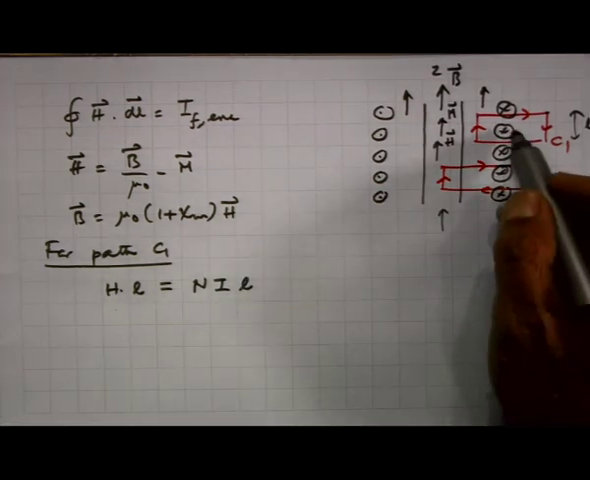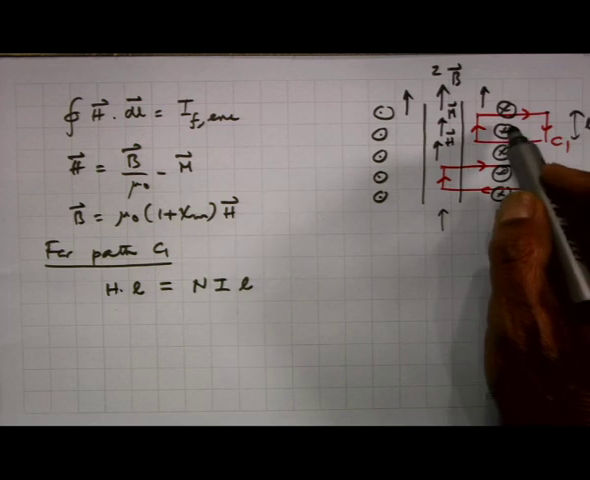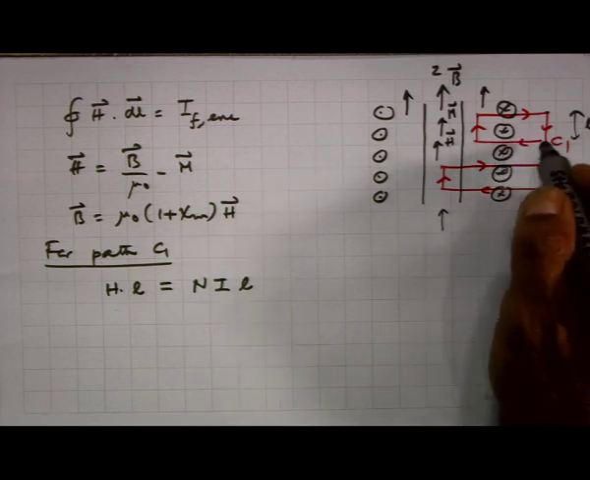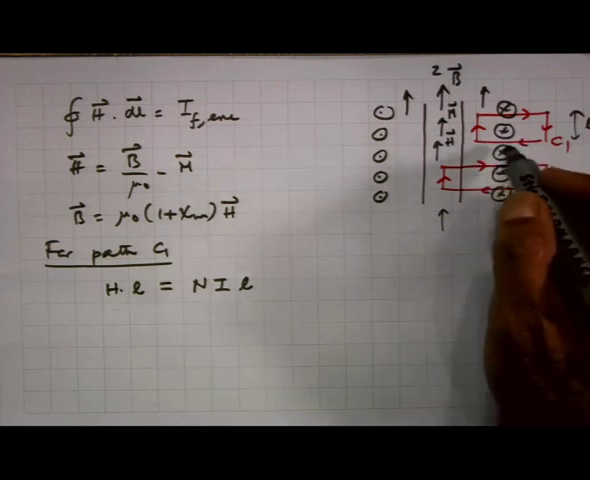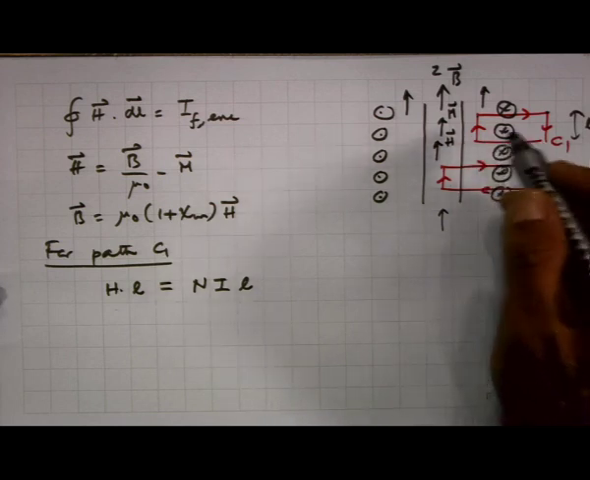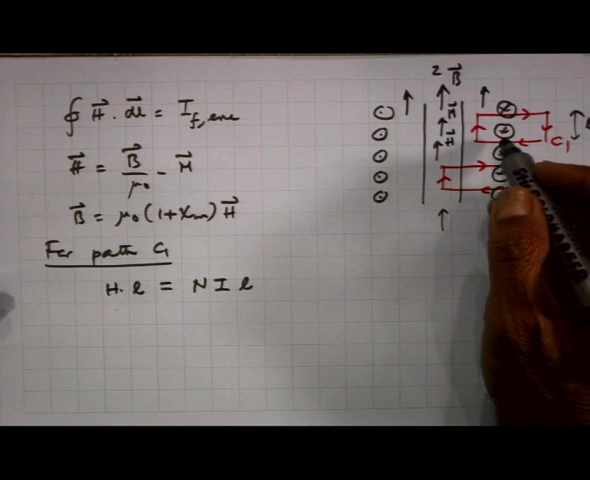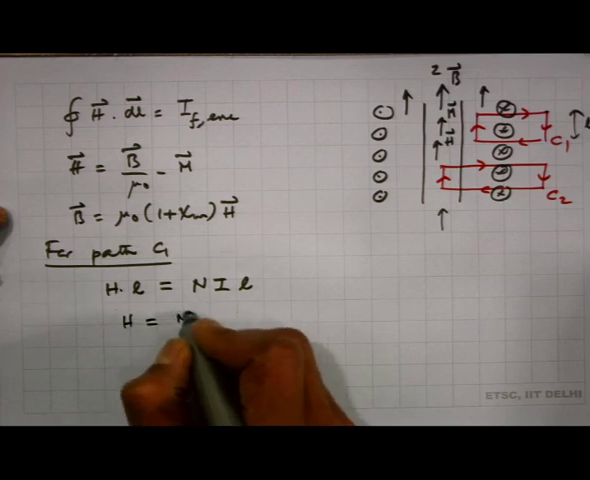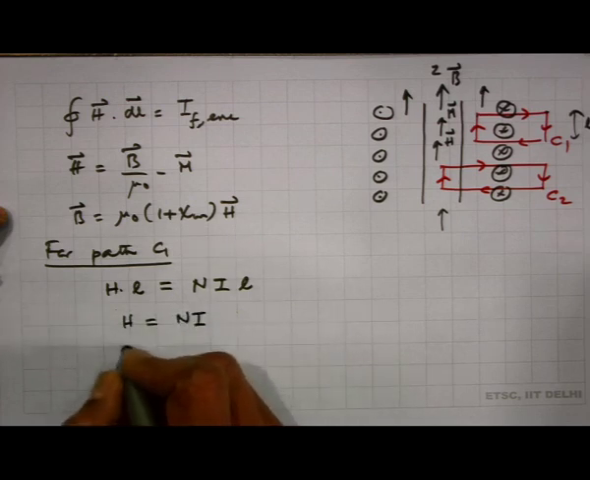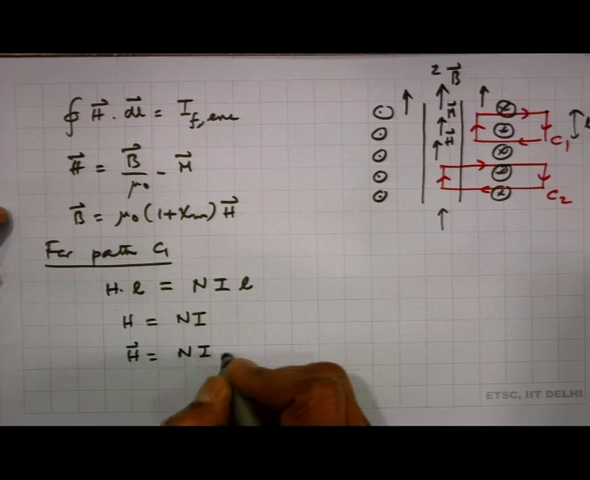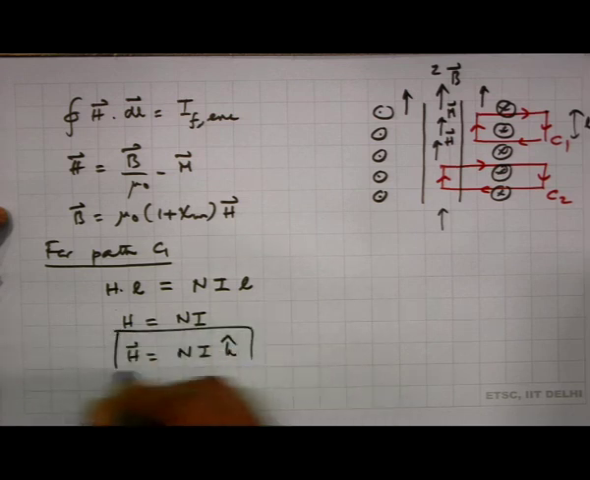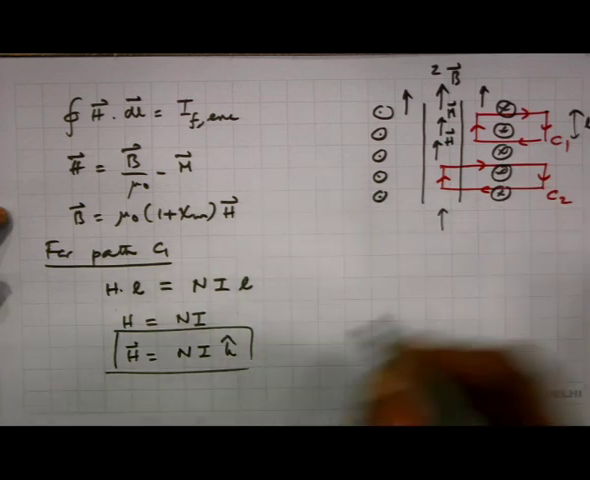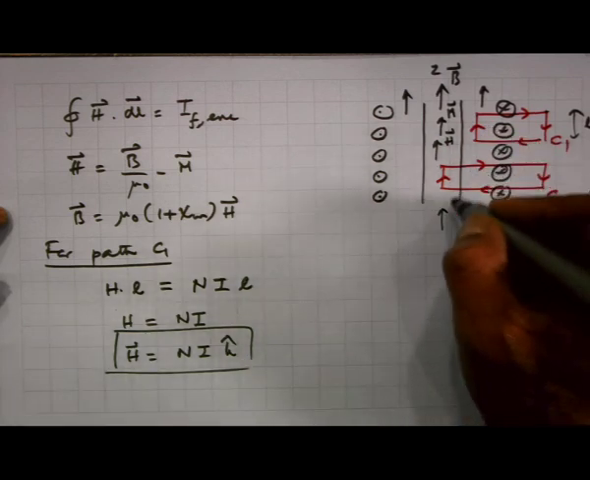The number of loops crossing this path is N times L, because N is the number of turns per unit length. So N times length is the number of loops crossing this path. Each of these paths carries a current I, so the total current passing is N I. So H is equal to N I, and in vector form the H vector is equal to N I k cap. This is the H vector in this region.